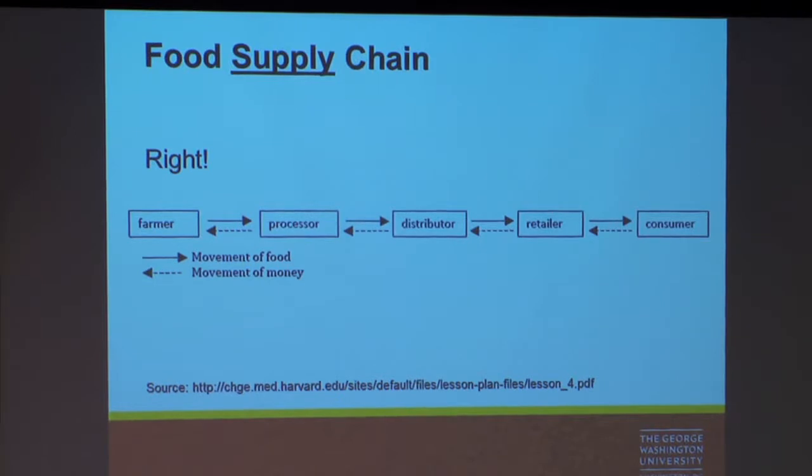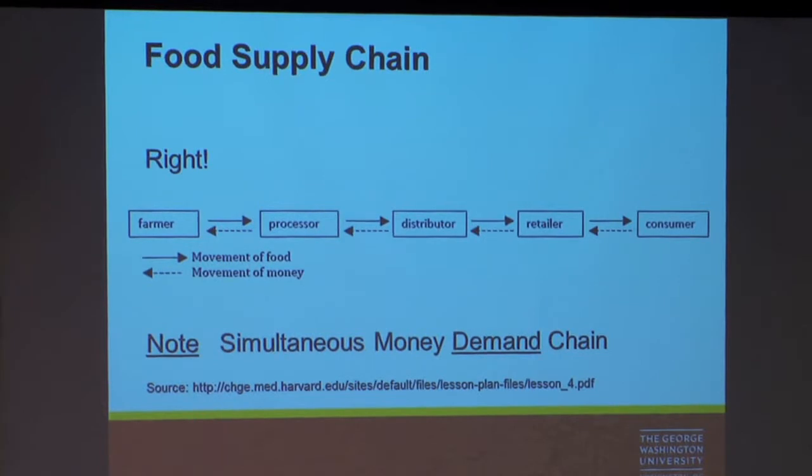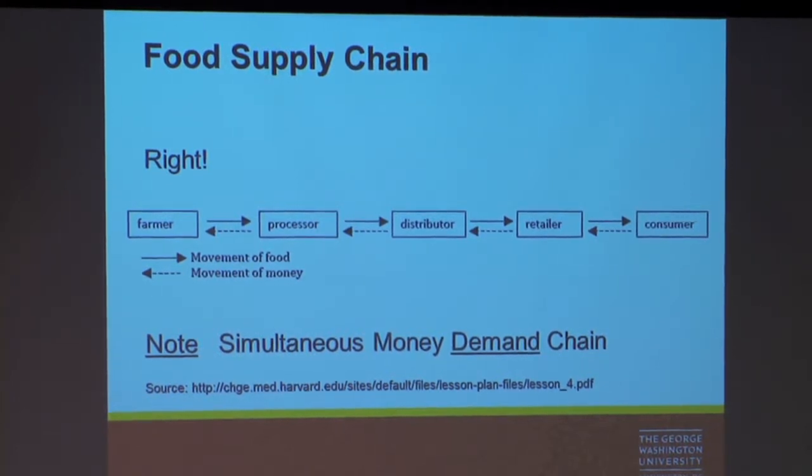But at the same time and simultaneously in the other direction, and this is where your power comes in, folks, so remember this other direction. The consumer is giving dollars to the next person in the chain, which is the retailer. It goes in the other direction to the distributor, the processor, and the farmer. The two-way flow of resources and money means that a supply chain has, along with it, a money demand chain. Food goes one way, right? The goods are moving in one direction, and money is moving in the other direction.